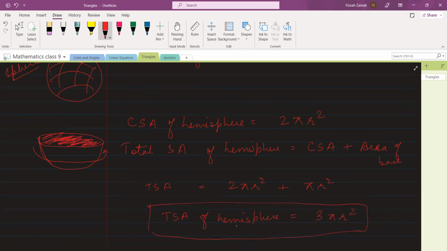So in exam, in case you don't remember that it is 3 pi r square, you can imagine in your mind how it looks like, right? So you can write yourself. The curved surface area is just half of the sphere, so it becomes 2 pi r square, and plus add this area, so plus pi r square. This way also you can write. Okay. Please note the formula.